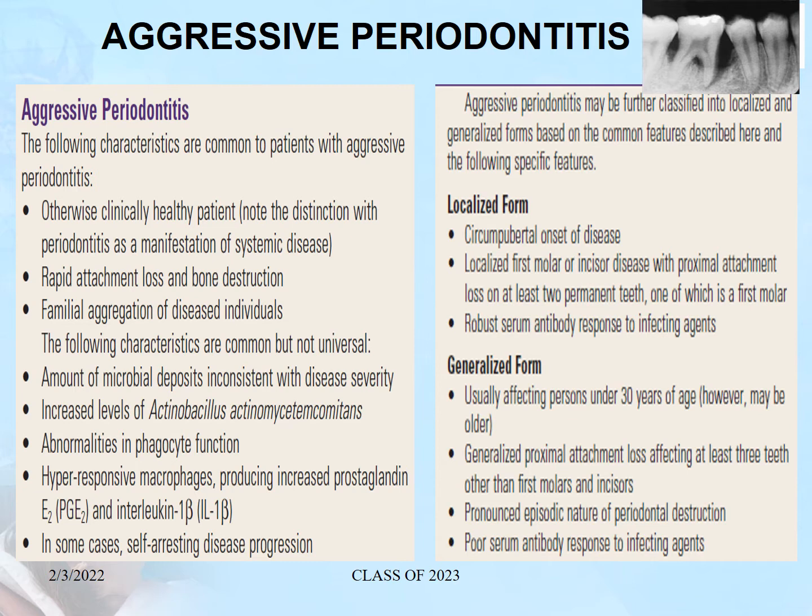There will be a robust serum antibody response to the infecting agents. The generalized form usually affects people less than 30 years of age. There is generalized proximal attachment loss affecting at least 3 teeth other than the first molars and incisors. There is a pronounced episodic nature of periodontal destruction and a poor serum antibody response to the infecting agents.